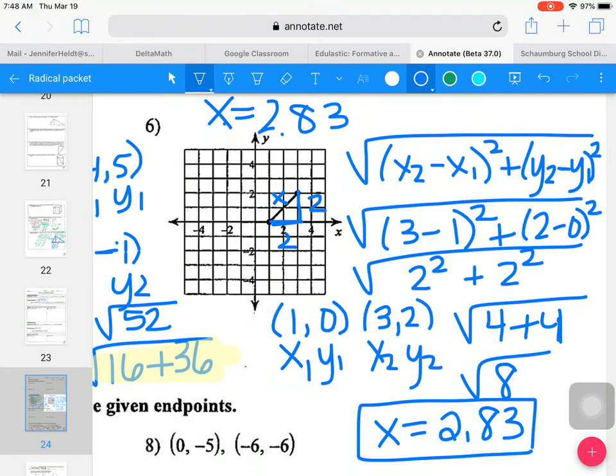Okay, so again, you're going to need to know how to use the distance formula, and you're going to have to know how to use this if you were to draw a triangle and use Pythagorean theorem.